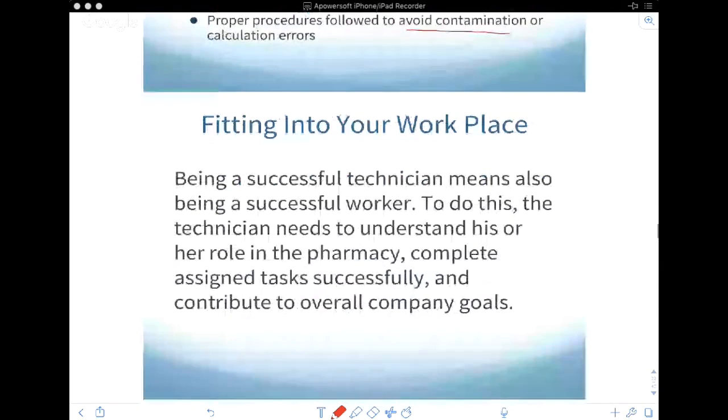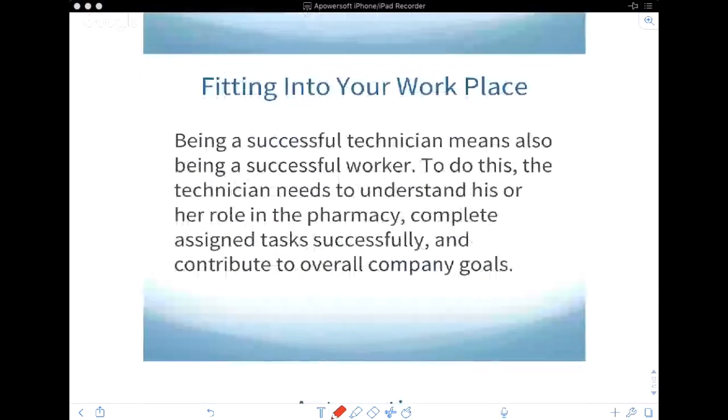All right, so fitting into your workplace. Everybody wants to fit in. Everybody wants to not screw up or do something that they're not supposed to be doing, but they want to make sure that they're doing a good job. Everyone likes the praise. But being a successful technician means also being a successful worker. To do this, the technician needs to understand his or her role in the pharmacy, complete assigned tasks successfully, and contribute to overall company goals.